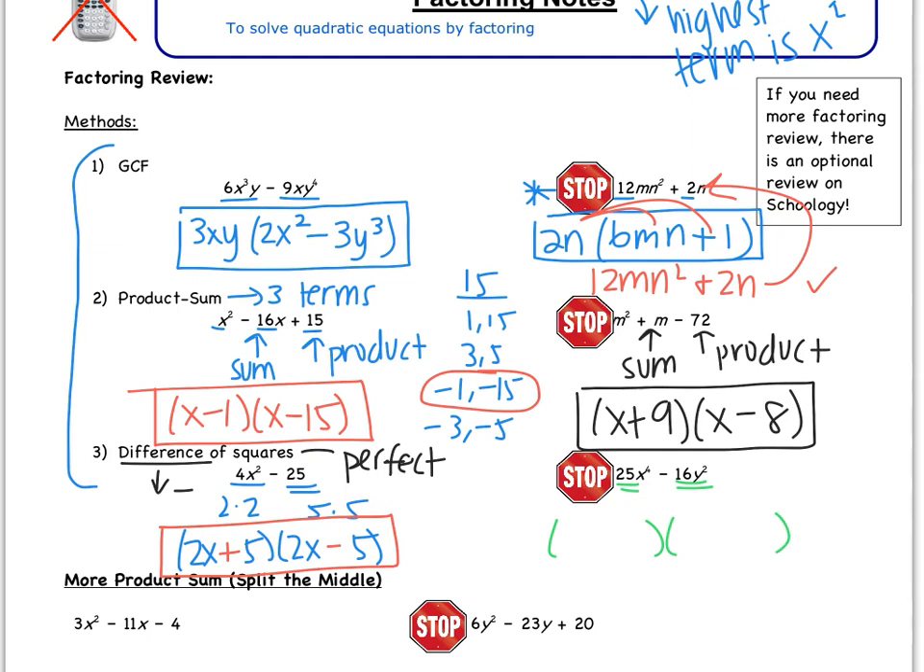So 25 is 5 times 5. 16 is 4 times 4. Then you need to ask yourself, how do I get x to the 4th? How do I get y squared? So pause the video right now and finish this problem.